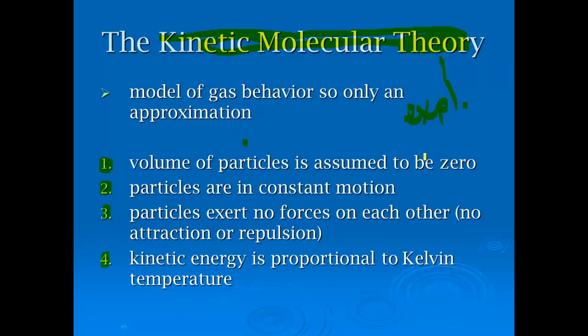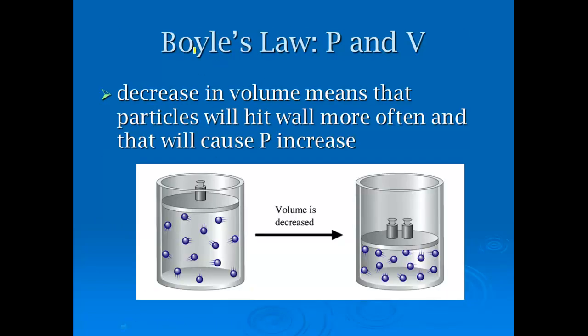One, the volume of particles is assumed to be 0, meaning that the particles are really, really small. That's all we're talking about here. Particles are in constant rapid motion. They exert no forces on each other, no attraction or repulsion, and kinetic energy is directly proportional to Kelvin temperature, which, as we all remember, if you increase the kinetic energy, you increase the temperature. The other thing we added last year is that all collisions are elastic, meaning they don't lose energy. It's just transferred between them. I've got a quick video that we'll watch in class that's much better animation than mine that exemplifies this.